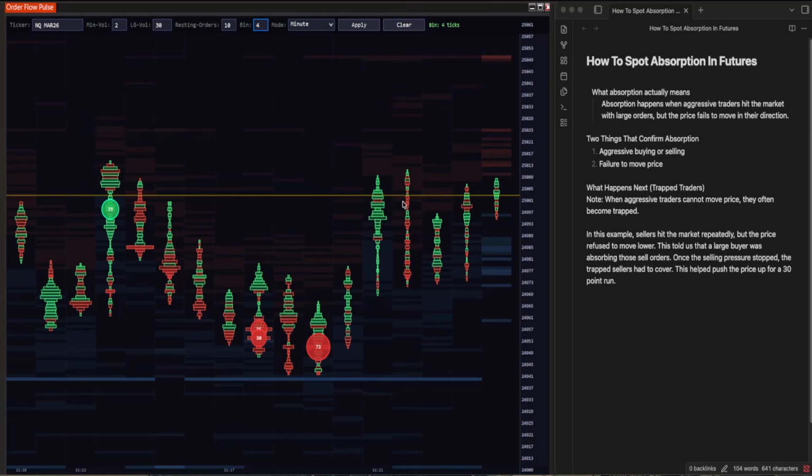So I just wanted to go over how to spot absorption in the futures when we are trading down to a level like this and we cannot break lower. And you have to have two things to confirm absorption. You have to have aggressive buying or selling and failure to move the price.